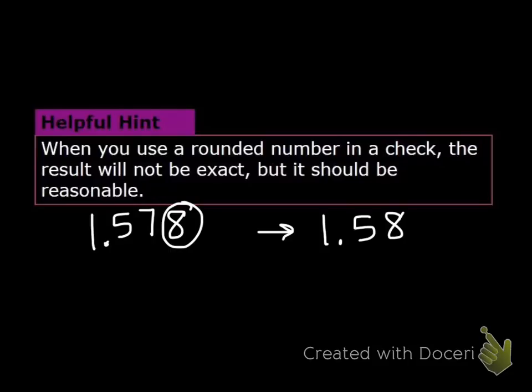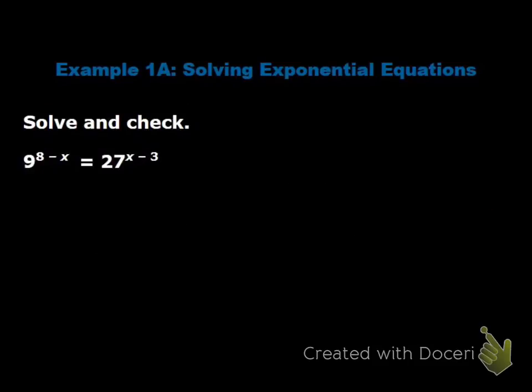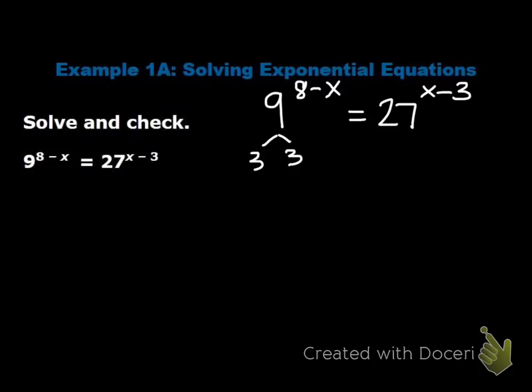All right, so I'm going to change the slide. Example 1 is 9 to the power of 8 minus x equals 27 to the power of x minus 3. So it's exponential because the x's are in the exponent or power position. So we have a 9 and a 27. Here is where what Mr. Kim taught you guys last week or the week before, where you factor or prime factorize, is going to be important. So what can I factor 9 to? 3 times 3.